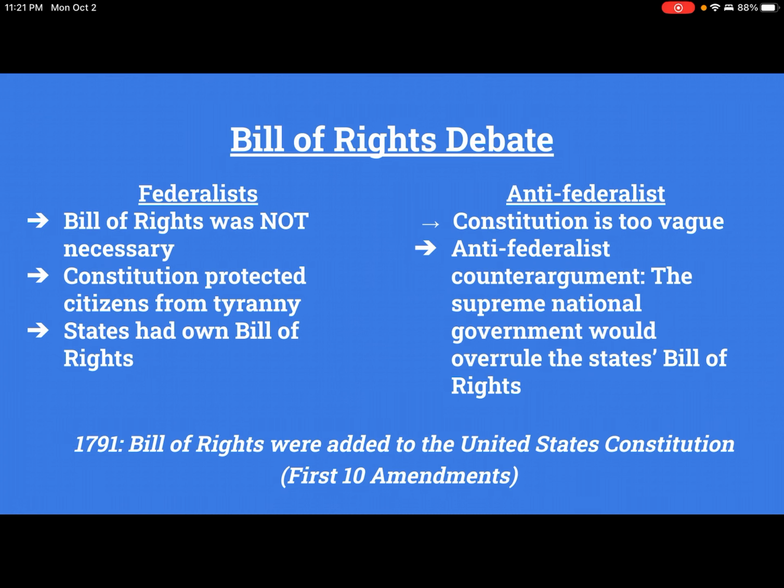However, the Anti-Federalists believed that the Constitution was too vague. Their counter-argument is that the supreme national government would overrule the states, and so therefore tyranny could happen at any time. And so in 1791, a Bill of Rights was added to the United States Constitution. So, the First Amendment, freedom of speech, press, religion, all those things. Amendment 2, the right to bear arms.